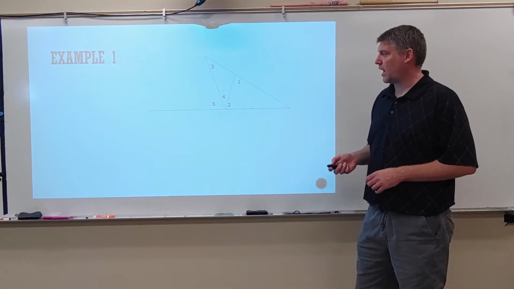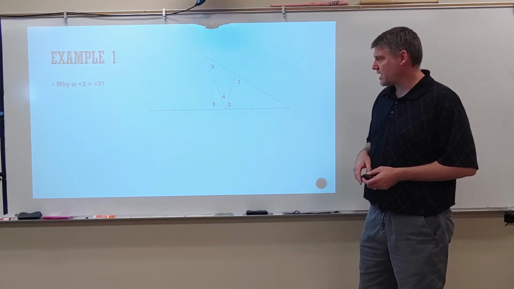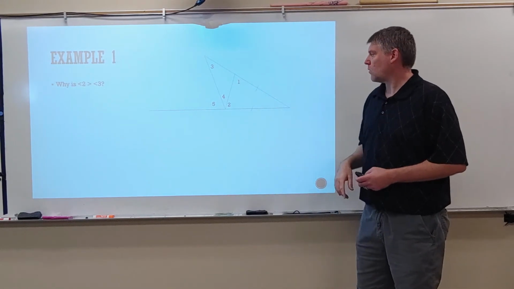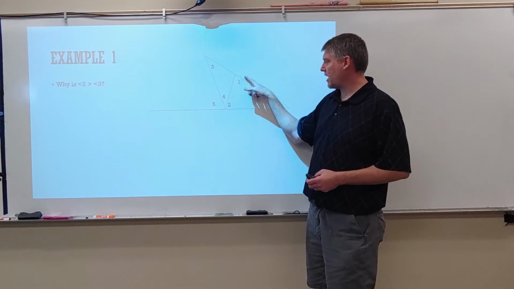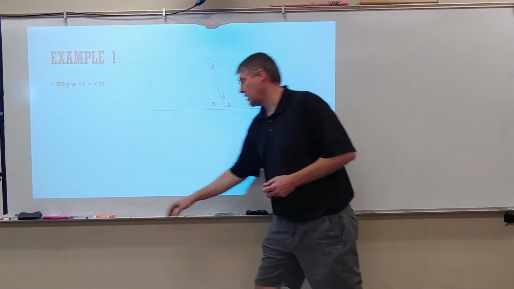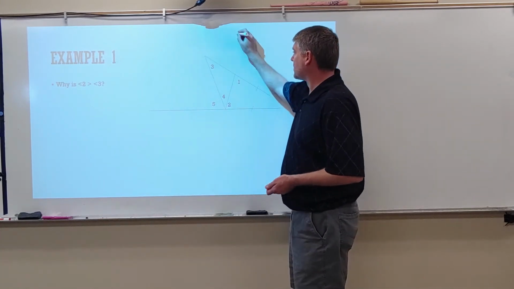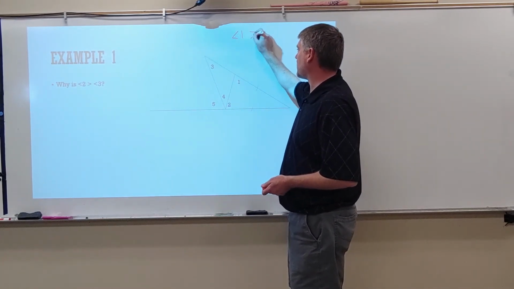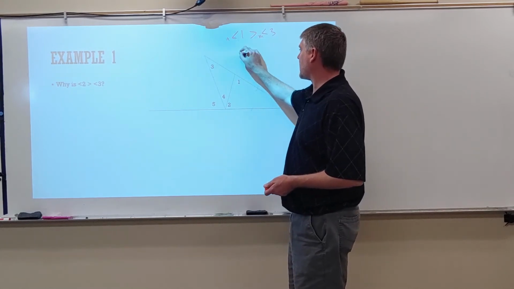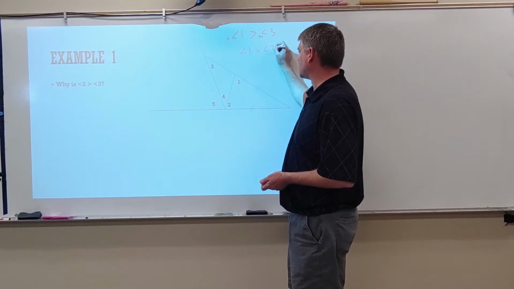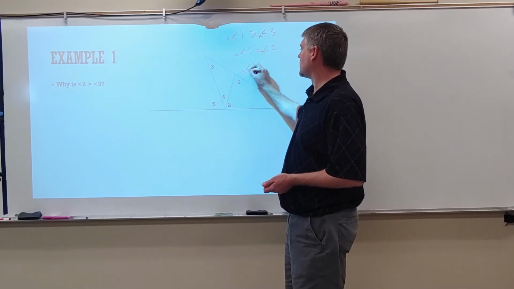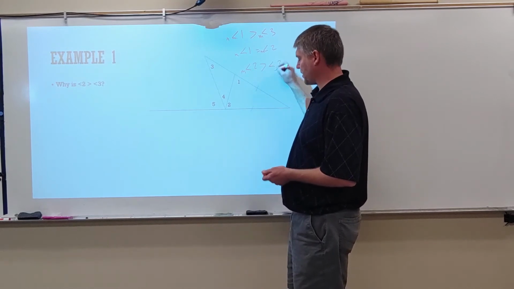Okay, example 1. Why is angle 2 greater than angle 3? Well, the first thing is we look here. Angle 1 is my exterior angle. So angle 1 is greater than angle 3, right? The measure. And angle 1 is equal to angle 2. So now angle 2 has to be greater than angle 3, right?